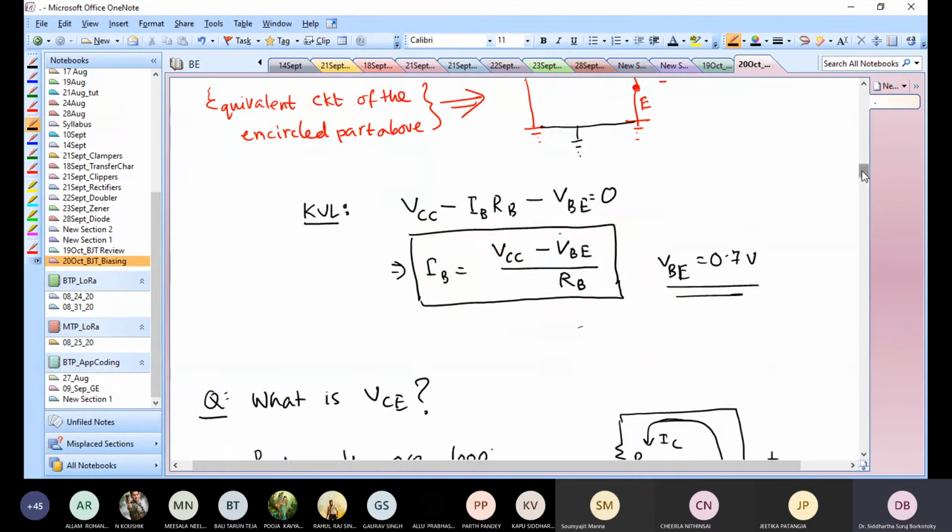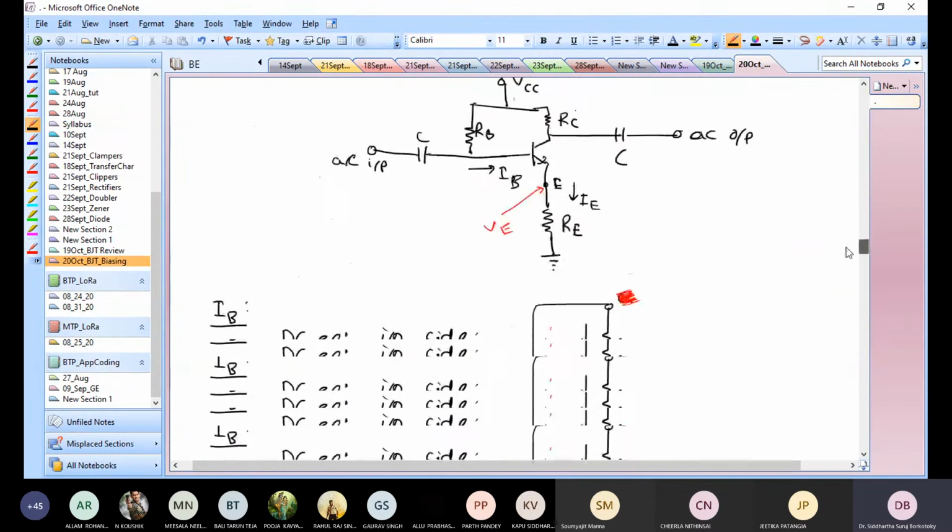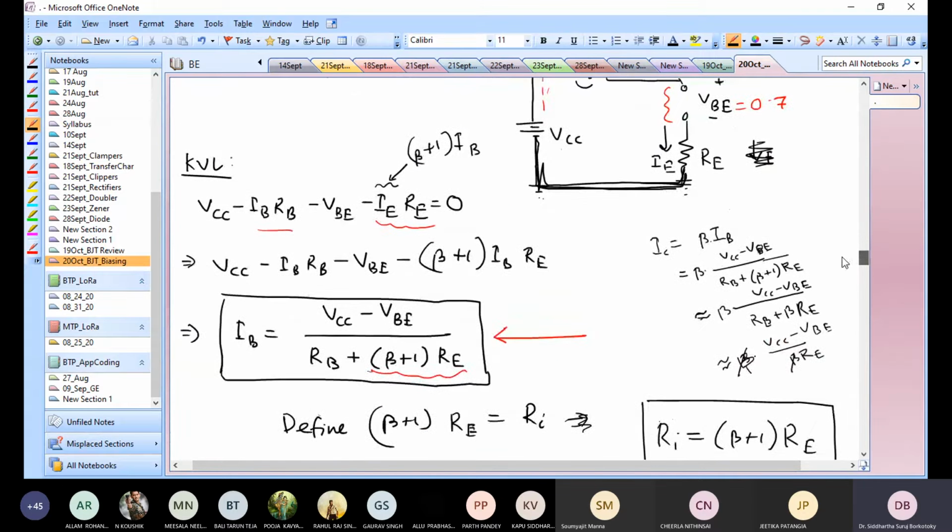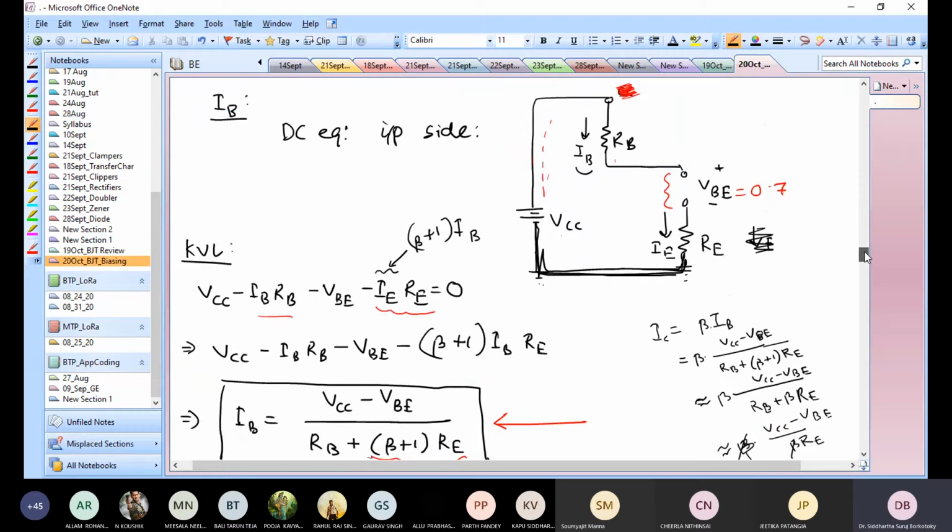Whereas this circuit is much less sensitive to beta. So everybody get this point?